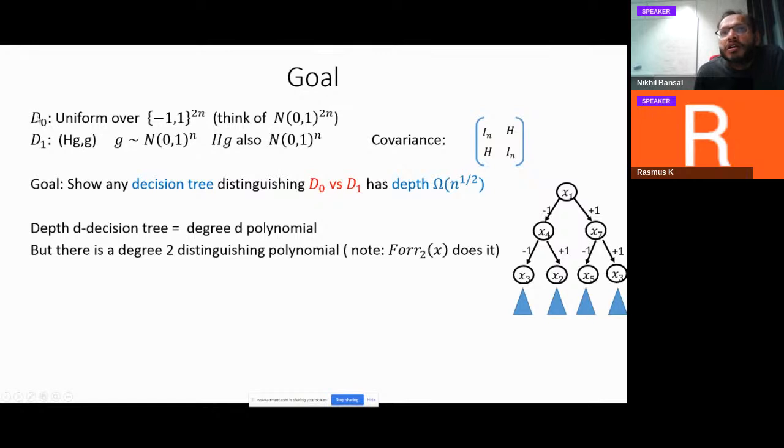Okay. So we have these two very simple distributions: the independent 2n dimensional Gaussian, and one Gaussian given with this covariance matrix. And we want to show that any decision tree that's trying to distinguish a sample from one of these distributions will require a lot of depth. That's our whole goal. So what we have accomplished so far, we can forget about correlation and everything. It's just this problem about distinguishing inputs from these two distributions using a decision tree.